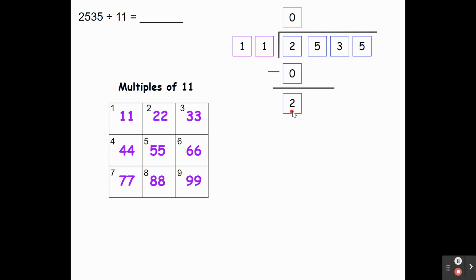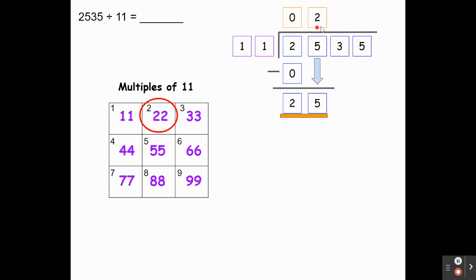We can rewrite this as hundreds by bringing down the next digit, which is the 5 in the hundreds place. So now we have 25 hundreds. If we look at our multiples of 11, we're looking for the multiple that gets us closest to 25 without going over. Well, the second multiple gets us to 22. So this gets us as close to 25 without going over. This tells us that we're going to put 2 hundreds in each group. So in the hundreds place, we're going to put a 2.